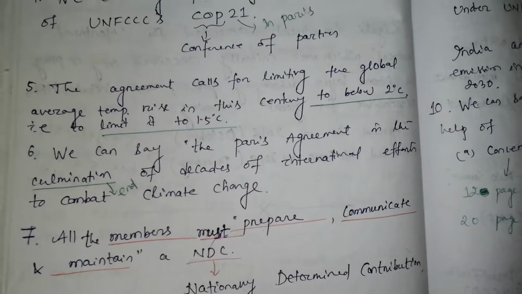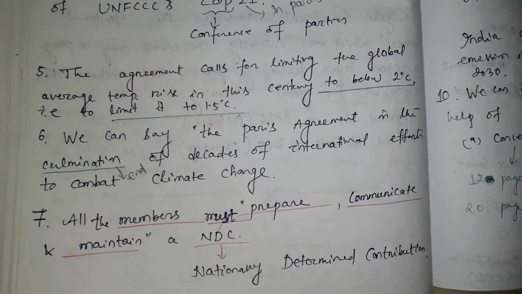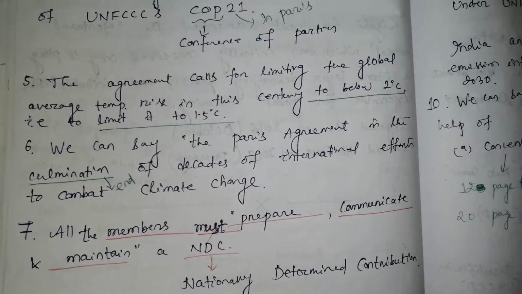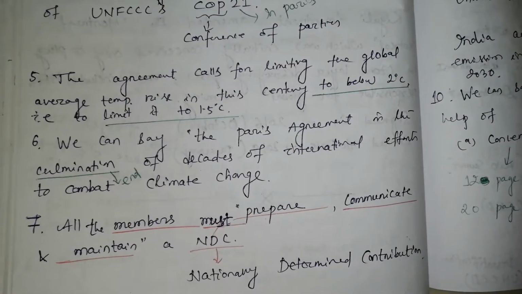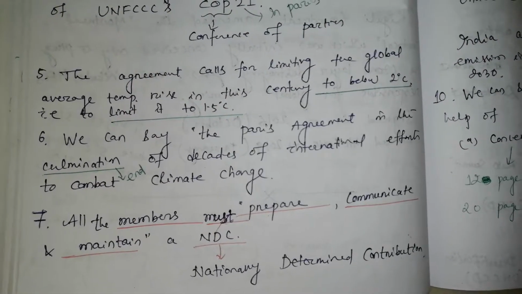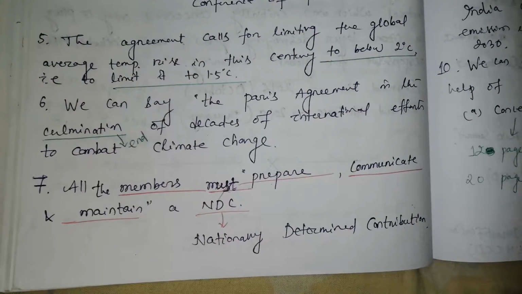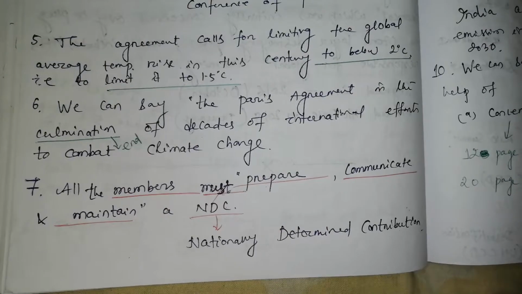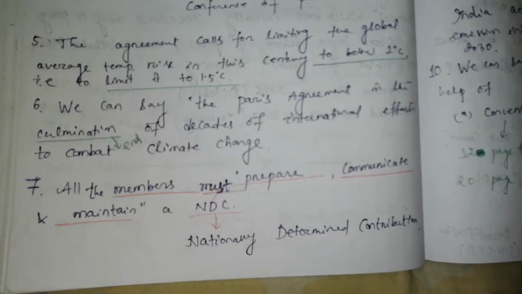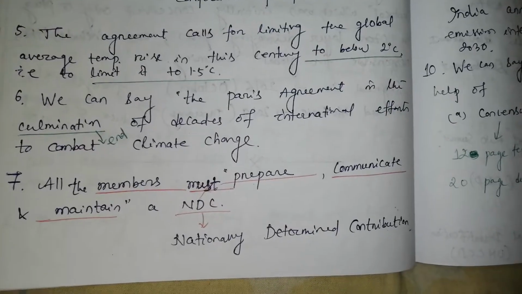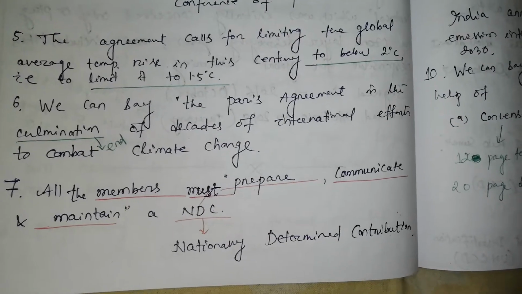Point number 6. We can say the Paris Agreement is the culmination, that is, the end of decades of international efforts to combat climate change. Point number 7. All the members must prepare, communicate and maintain a NDC. NDC is nationally determined contribution.